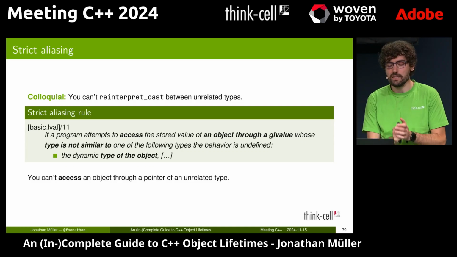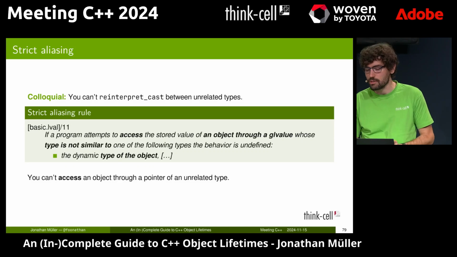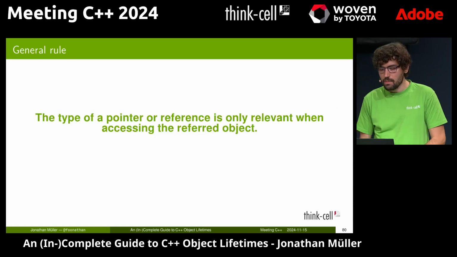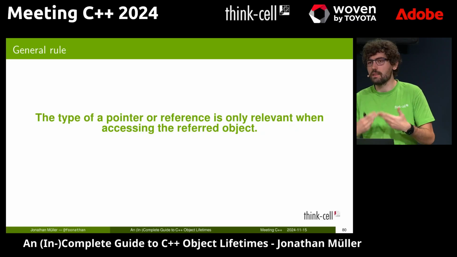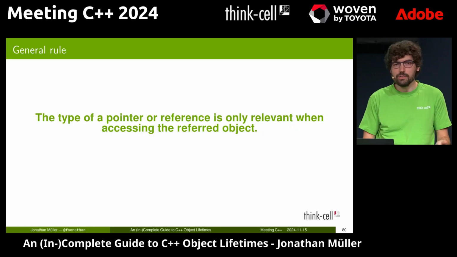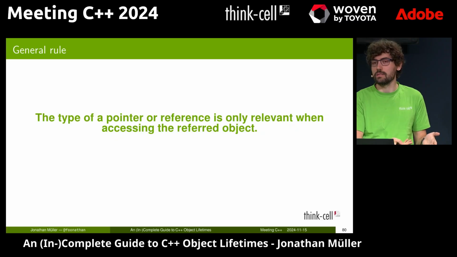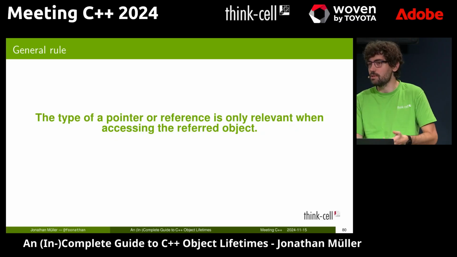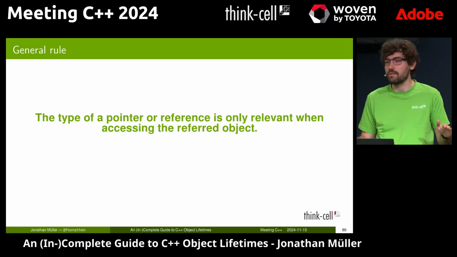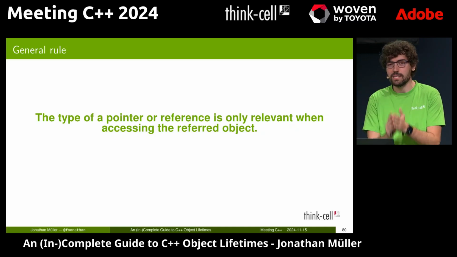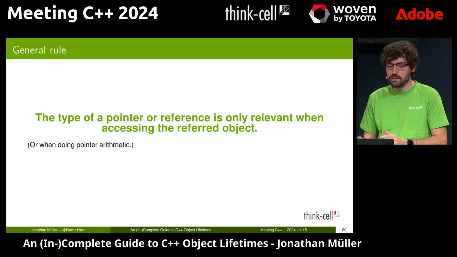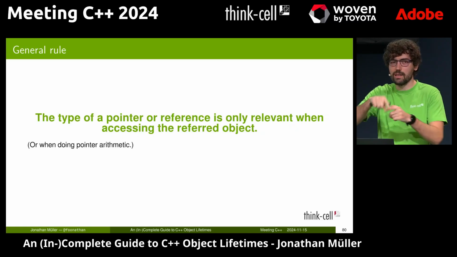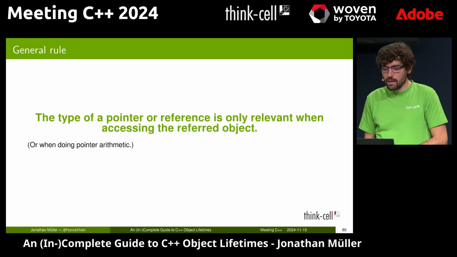So you can't access an object through a pointer of an unrelated type, but you're free to create the pointer to the unrelated type. Because in general, the type of a pointer or reference is only really relevant when accessing the referred object. So if you want to, you can store all pointers as int pointers, right? As long as you reinterpret cast appropriately every time you dereference, it's perfectly fine. It's just horrible code, but the type of a pointer or reference doesn't matter. Unless you access or do pointer arithmetic, because then it increments by sizeof, but you know.